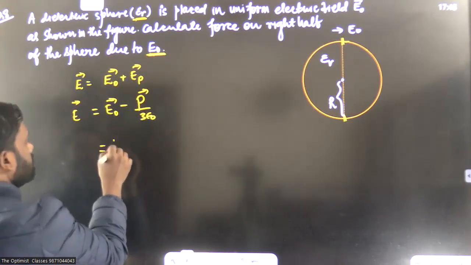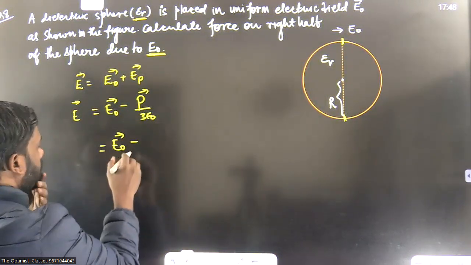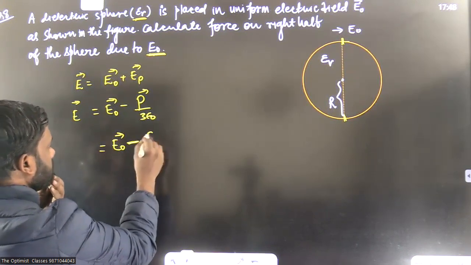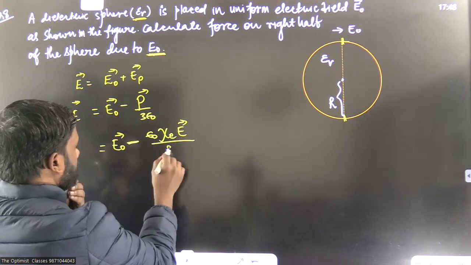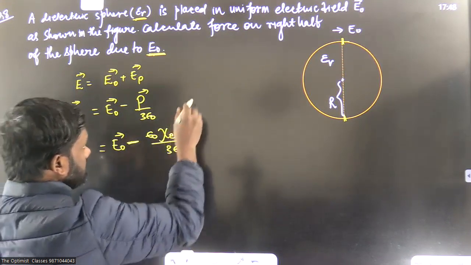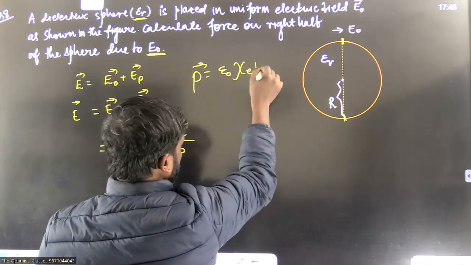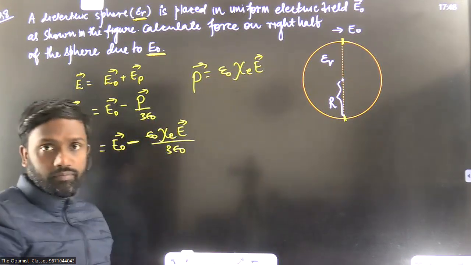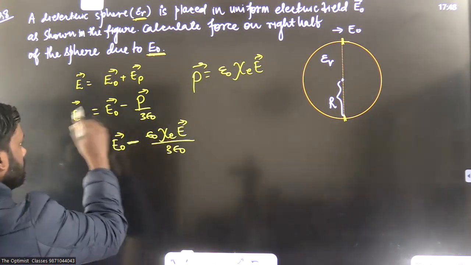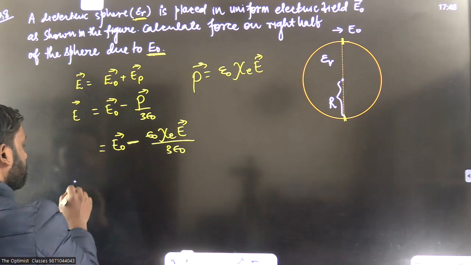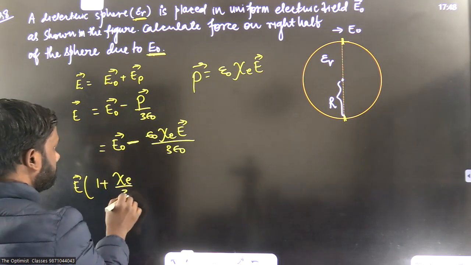So we'll write here E = E naught minus P by 3 epsilon naught. P is the polarization vector, which can be written as epsilon naught chi E times the electric field inside the dielectric, divided by 3 epsilon naught. We know this relation for a linear dielectric, and we are assuming this dielectric to be linear. Now epsilon naught will cancel out. You can take E to this side and take E common, so we get 1 plus chi E divided by 3.